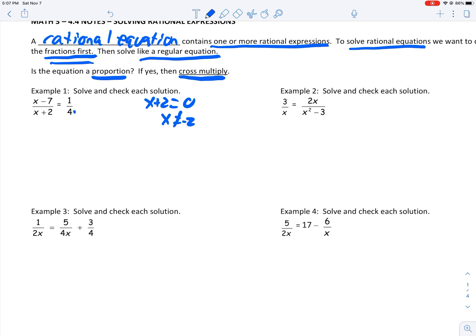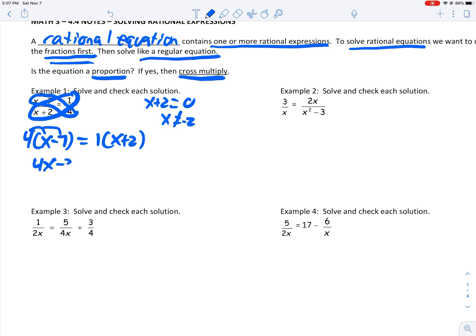So it's a proportion, so I'm going to cross multiply. So 4 times x minus 7, and then 1 times x plus 2. Distribute. So 4x minus 28 equals x plus 2. Now, since I cleared the fractions, I just solve the linear equation. Get x on one side, everything else on the other. So here I'm going to add 28 and subtract x. So 3x equals 30, divide by 3, so x is 10. And x is not equal to negative 2, so I'm good.